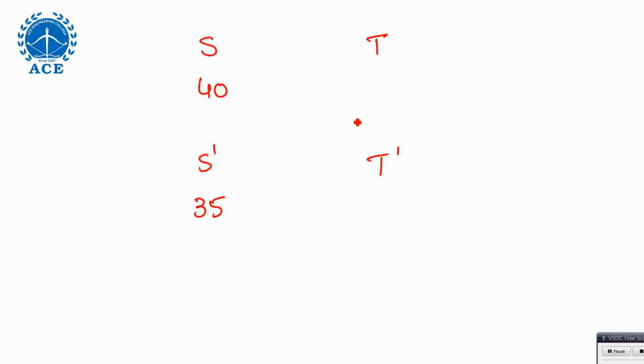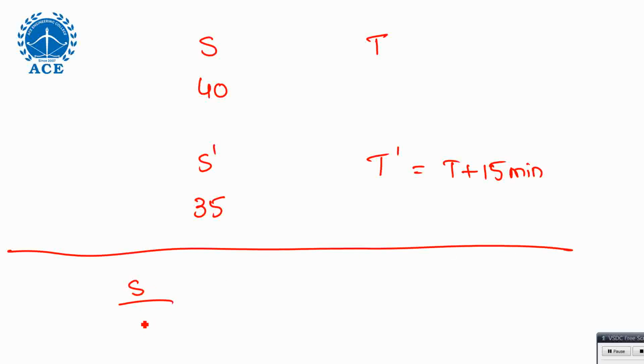So I'll write S and T here, S dash, T dash. What is T dash? T dash is T plus 15 minutes. Do you agree with the T plus 15? Compared to the previous time taken to travel, now it should take 15 minutes extra. Clear? Now, S by S dash should be equal to T dash by T. Why reverse? Because they are inversely proportional.